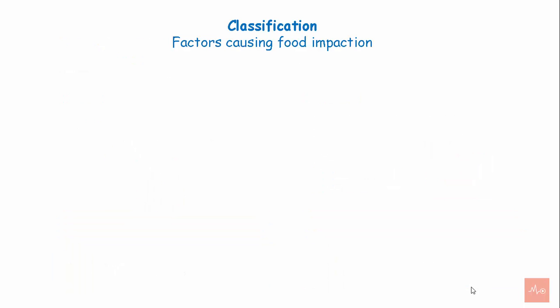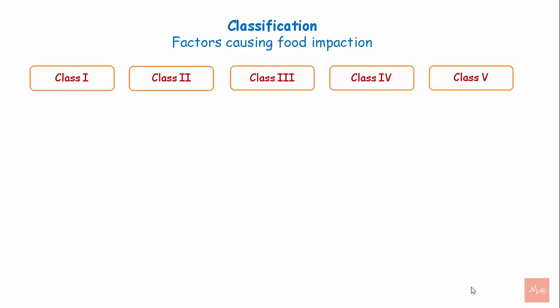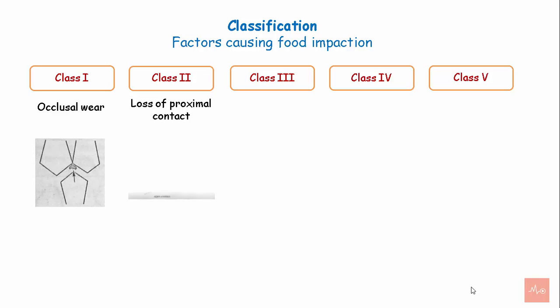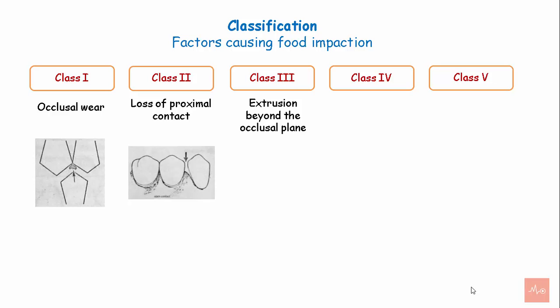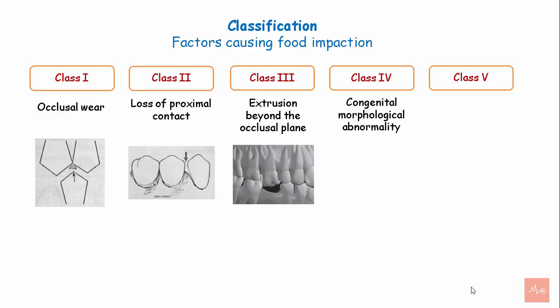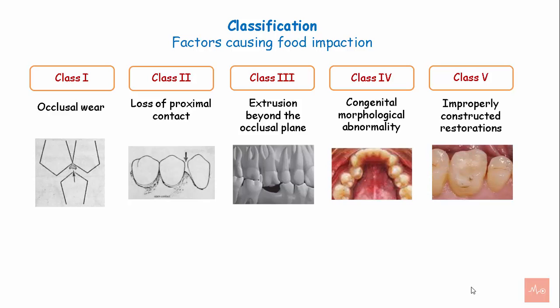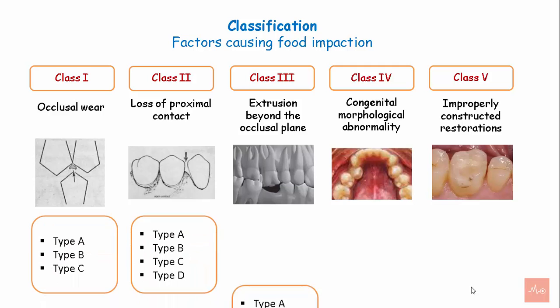The factors causing food impaction can be classified into different types: Class 1, Class 2, Class 3, Class 4, and Class 5. Class 1 is associated with occlusal wear. Class 2 is associated with loss of proximal contact. Class 3 is associated with extrusion beyond the occlusal plane. Class 4 is associated with congenital morphological abnormality of the teeth and improperly constructed restorations. Each of these classes is further divided into a number of different subtypes.